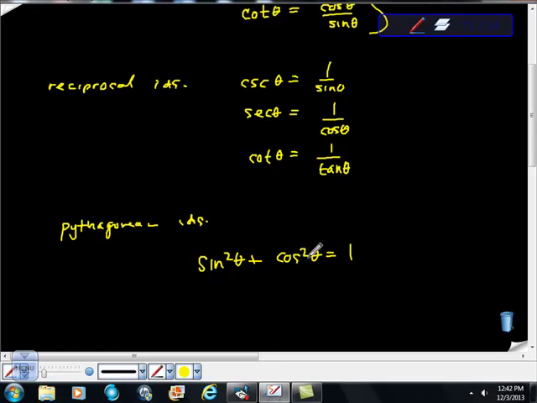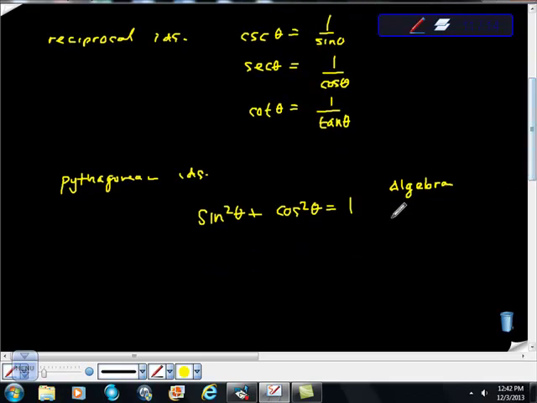Please, when you're looking at this, think about this, that you can move this around. For example, you could say that cosine squared theta is the same as 1 minus sine squared theta. You could just use some algebra here. So remember that you can use algebraic manipulation anytime on this stuff.